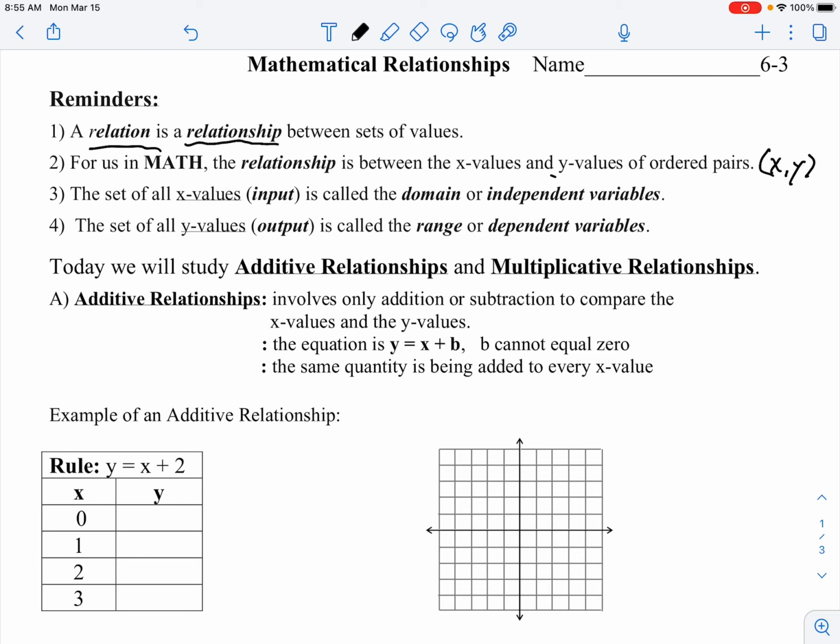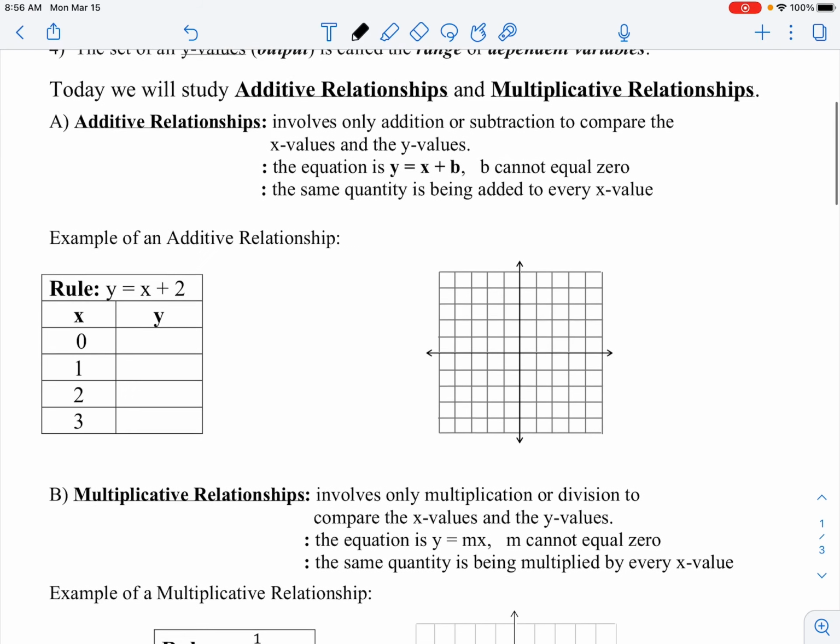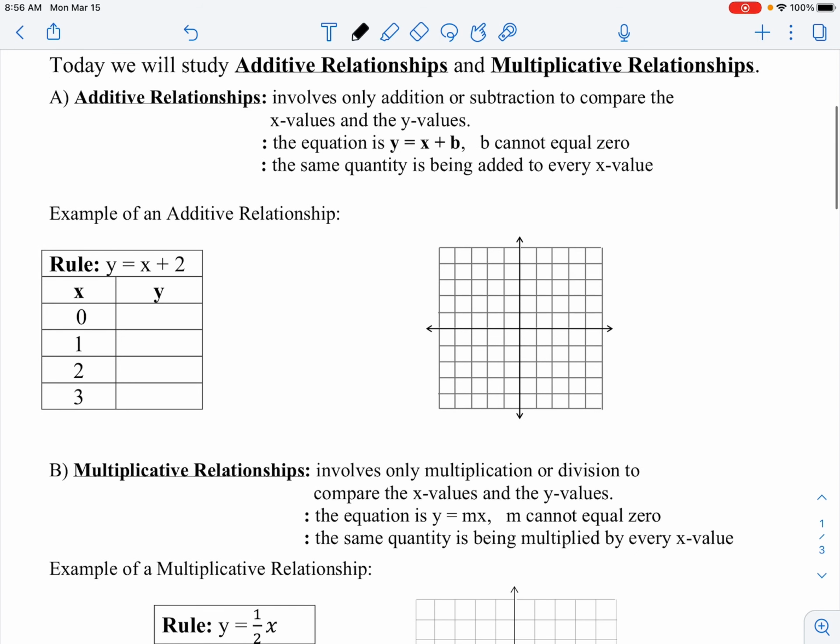Also from Friday, the set of all x values, the inputs, is called the domain or the independent variable. And the set of all y values would be what we get out when we put the input in, or the output. That's called the range or the dependent variable. That's just all reminders from last week. So today we will study additive relationships and multiplicative relationships. Those are the two things we're going to be dealing with.